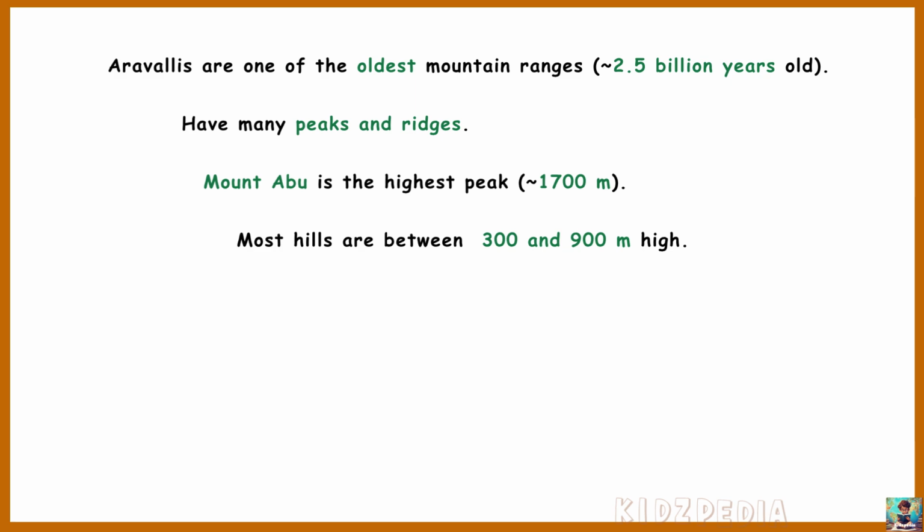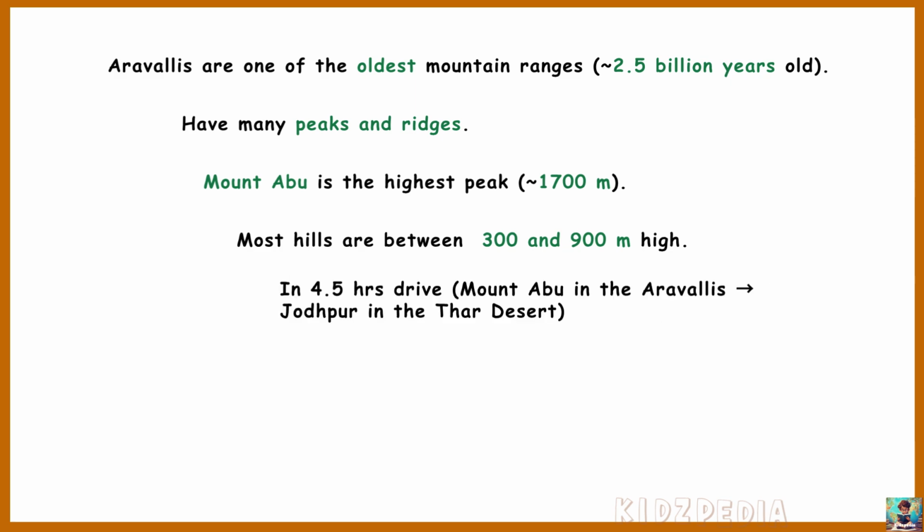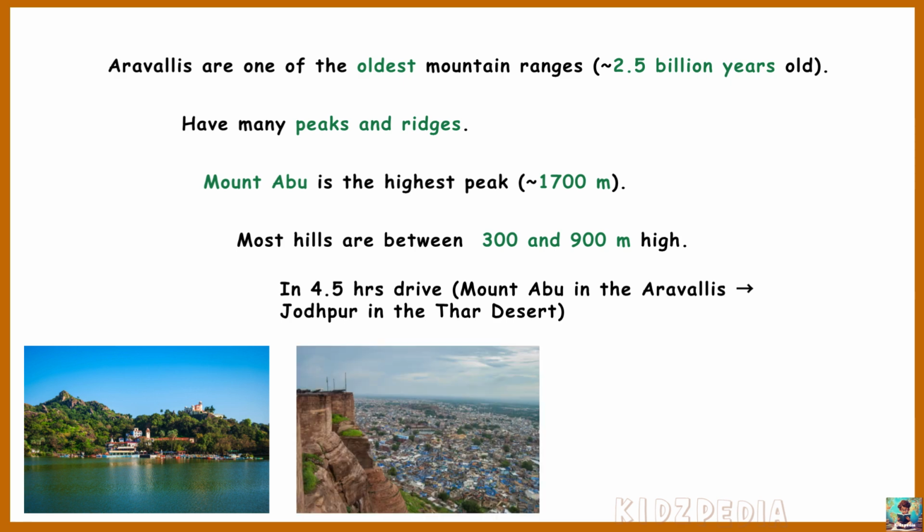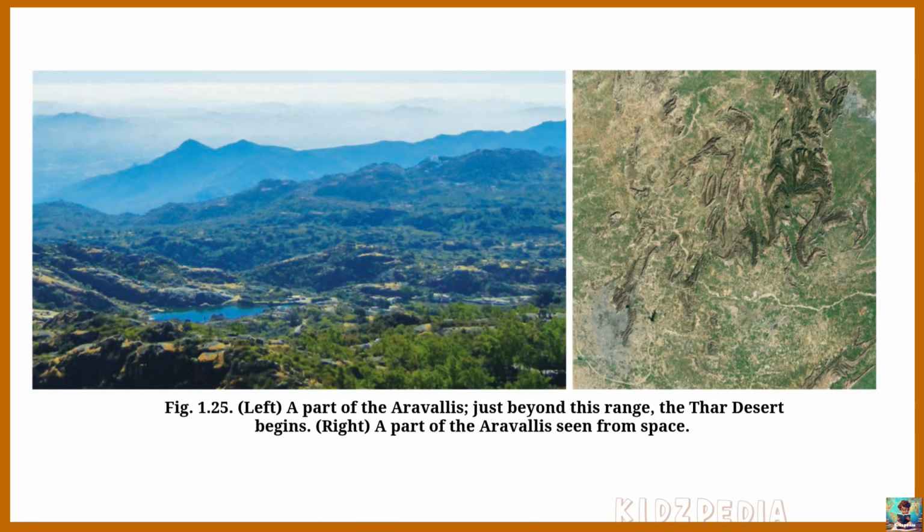Now, here is something very interesting. In just about 4.5 hours of travel, you can go from Mount Abu in the Aravallis to Jodhpur in the Thar Desert. Imagine that in a short journey, you move from a hilly region to a dry desert. This shows how quickly the geography of India can change from one place to another, making it very diverse and fascinating. Figure 1.25, a part of the Aravallis.